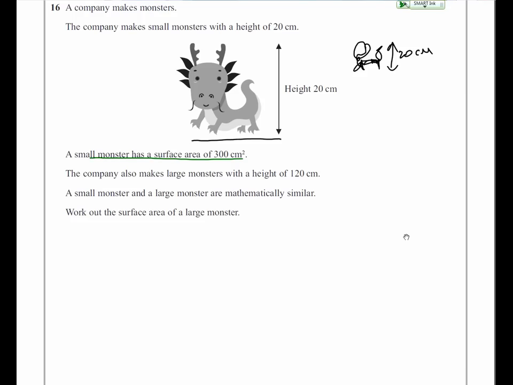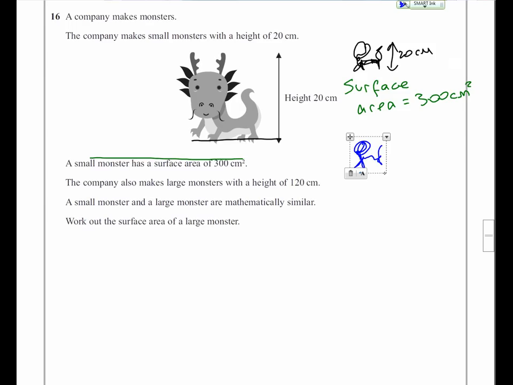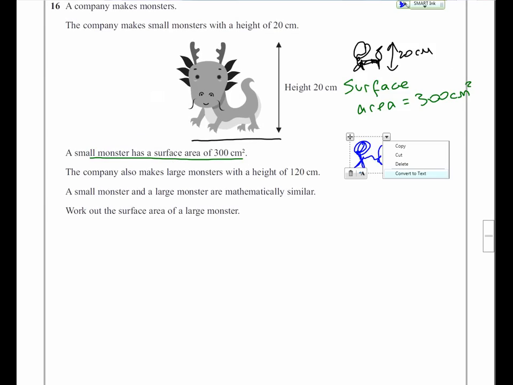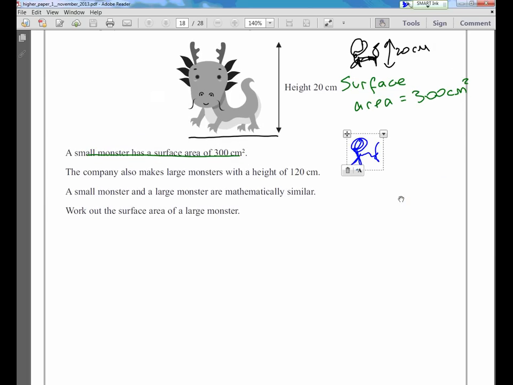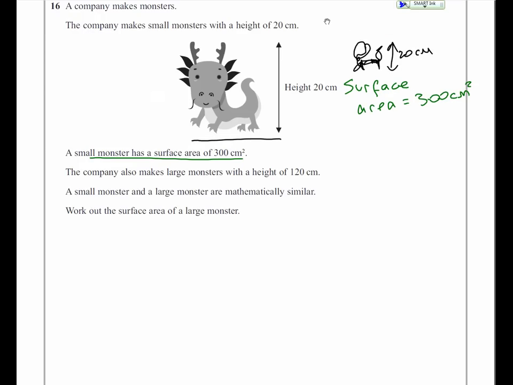Small monster has a surface area of 300 centimeters squared. Okay, so surface area 300 centimeters squared. The company also makes large monsters. So let's get another diagram involved. Large monsters, can I do a trick here? Can I take my small one and enlarge him? My other software I could, but this software, I'm afraid not. I'm just going to have to draw him again.